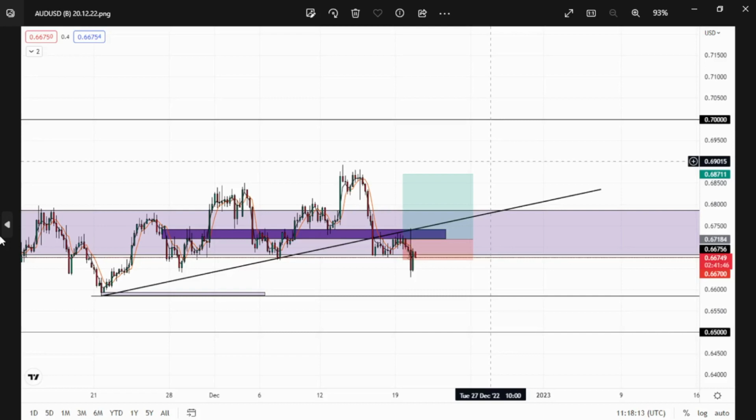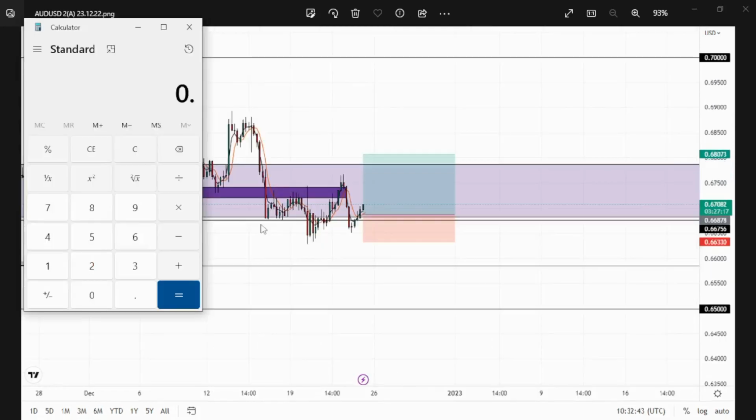I entered the market at this gray banner here, which is the entry price. So the entry price was 0.6687. Yeah, we only need to have 4 digits after the decimal point. That's for normal pairs, for USD pairs. The JPY pairs and gold, I'll explain to you later.